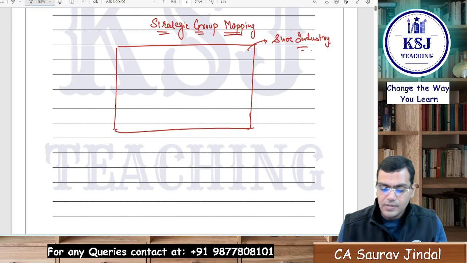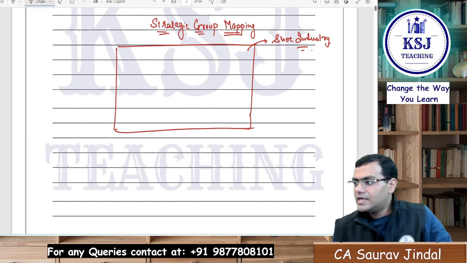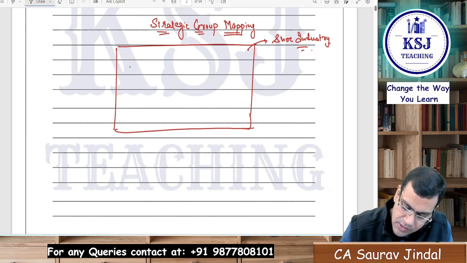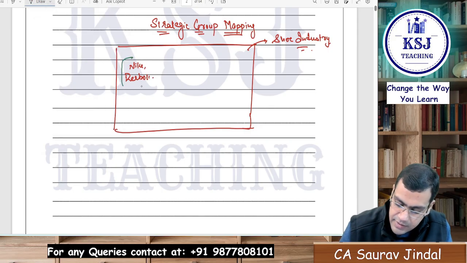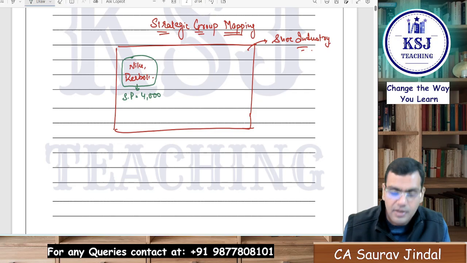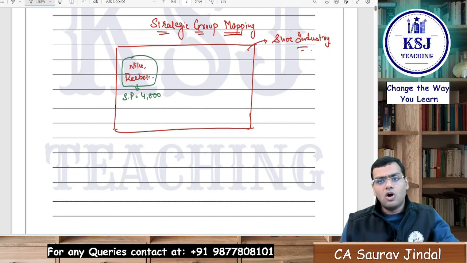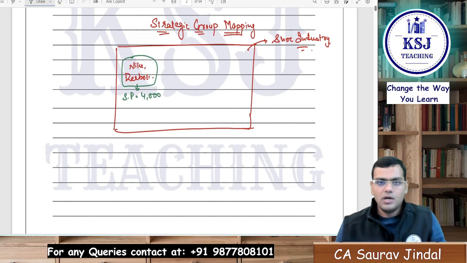Fine, sir. Now, what happens in the shoe industry? Let's take a few brands. Nike is there, right? Then Reebok is there. So I'm taking just these two brands first. What Nike and Reebok are doing, the average sale price of their shoe is, let's say, 4,000 rupees, right? They are providing almost a similar kind of quality.